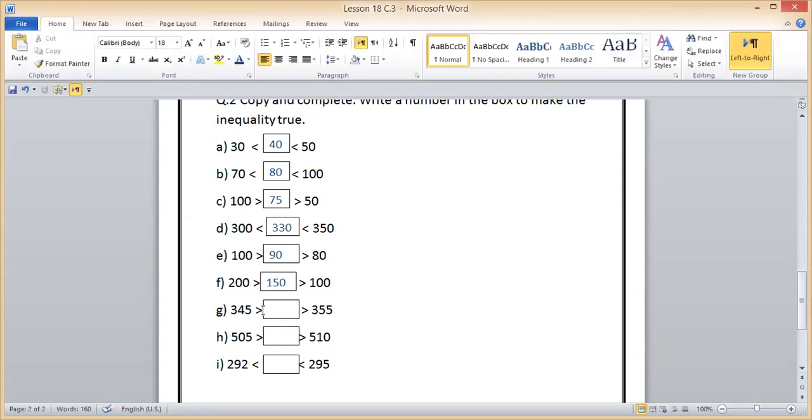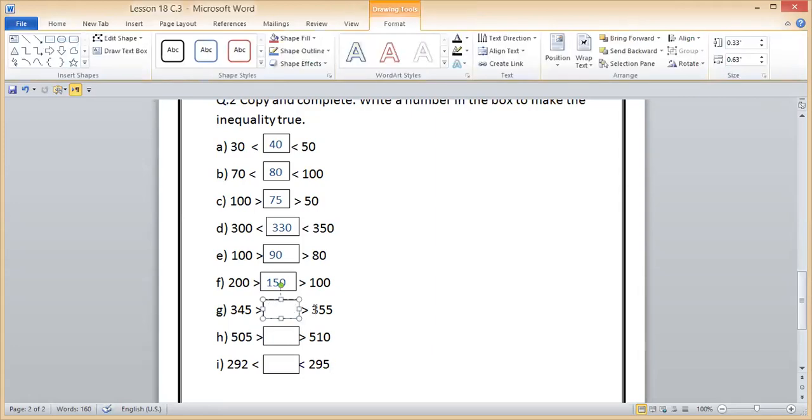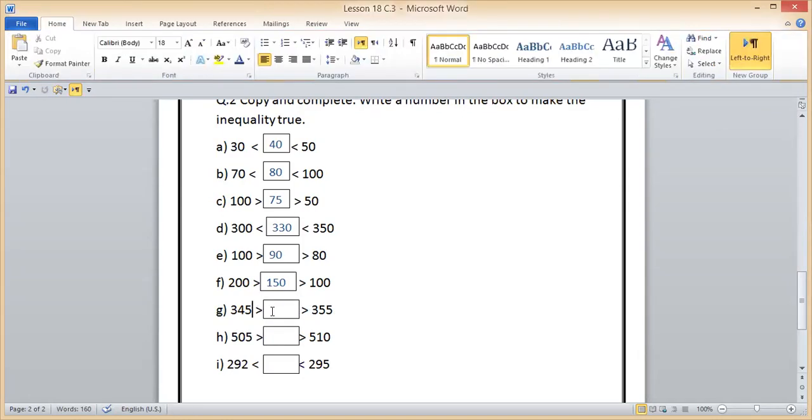So guys, these are the questions. For G, 345 is less than that number. The number should be greater than, oh sorry, just wait for a while, guys. That number should be greater than 355, so it should be less than 365. Write 365 and 510 and 505. Now check, guys, the number should be greater than 355. So 360 is greater than 355, and that should be smaller than 365. So 365, yes, that is the correct answer. So the number should be between 355 and 365.